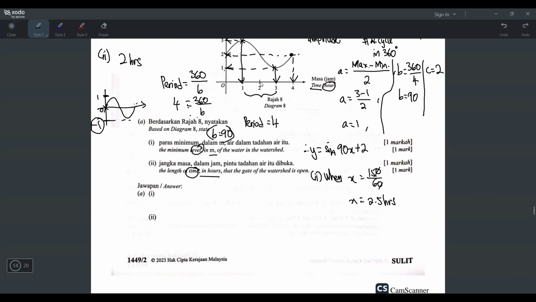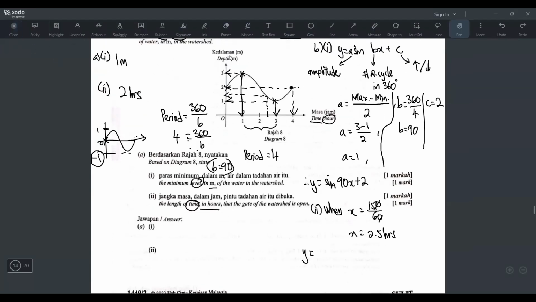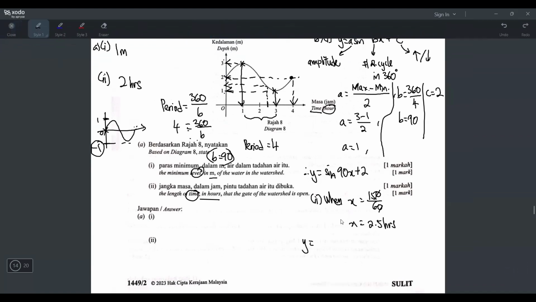Now I will sub the 2.5 X inside here, right? Okay, so if you look from the graph, between 2 and 3 in the middle, this is 2.5, right? So your answer will be somewhere here. But we don't know where exactly, right? So it's better if I sub inside the equation to find the y. Okay, y is the depth, the depth of water level. So y equals sine 90 times 2.5 plus 2.